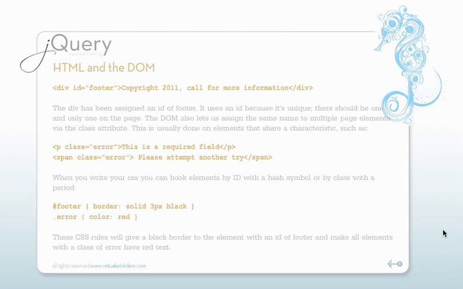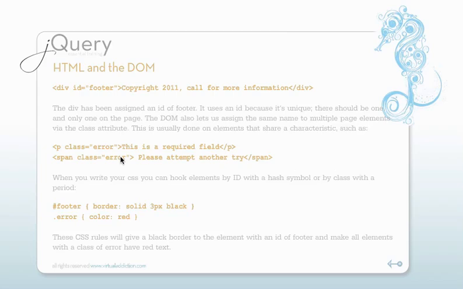The DOM also lets us assign the same name to multiple page elements via the class attribute. This is usually done on elements that share a characteristic, such as the next example, where I have a paragraph with a class of error. This is a required field. This paragraph is going to have the class of error, and then I also have a span tag that has a class assigned to it as well. So both of these things are sharing the same characteristics. If I made a CSS rule that said error was going to make all the text red, then anything in the paragraph as well as anything that appeared within the span tag is going to appear red.